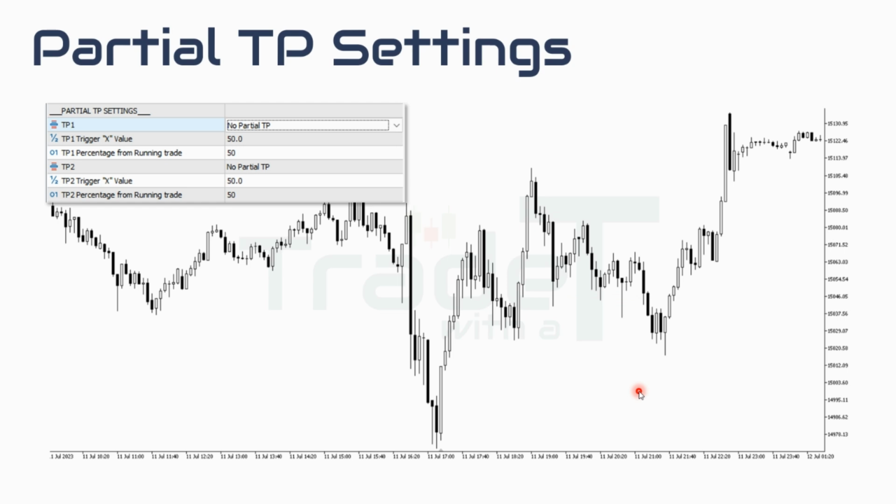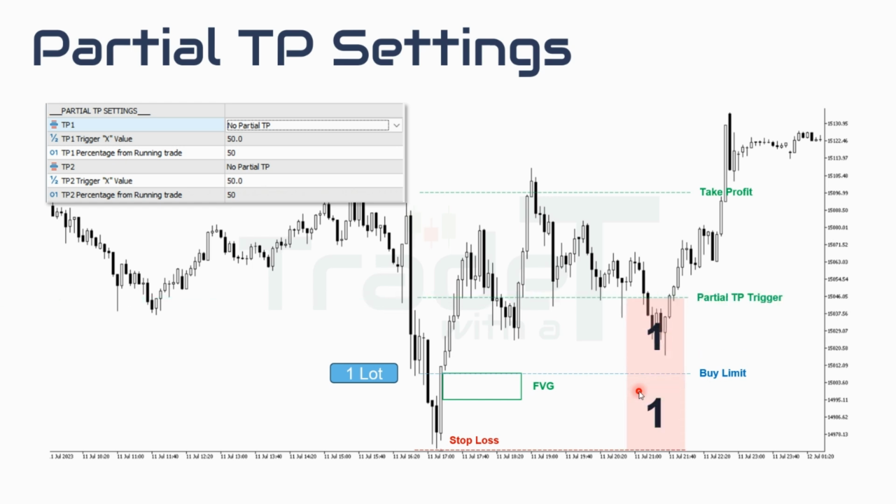Partial take profit: we have two levels of partial take profit, TP1 and TP2. They are similar, as for the configuration, to break-even. So we have a trigger for that, either in risk to reward or in a distance that we define. What we also need to take into consideration is the percentage to take out of the running trade. For example, our trade here is 1 lot, and whenever we hit the partial take profit trigger, we're going to close 0.5 and let 0.5 run.